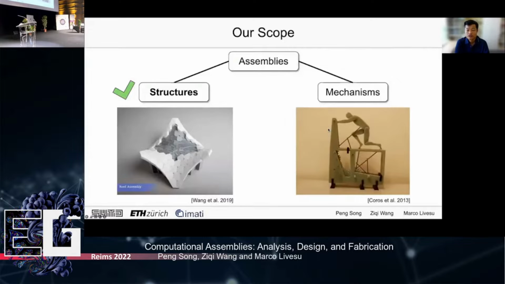To define the scope of this tutorial a bit further, we are focusing on structures as opposed to mechanisms. As you can see in the video on the right, the core functionality of mechanisms is a motion generated by the assembly. Our focus is structures that remain static once all the parts are put together.